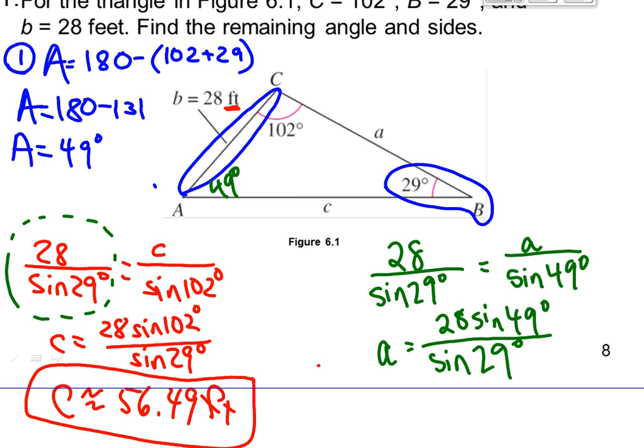And I forget on the little calculators, can you scroll back? Does it have that kind of scrolling back feature? So if you can scroll back, you can just change the 102 to a 49, and then it's going to work out for you as well. So see what you get for A.